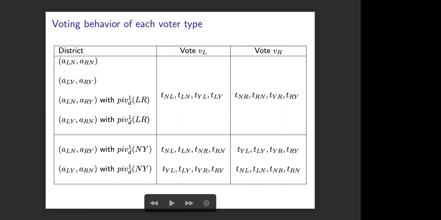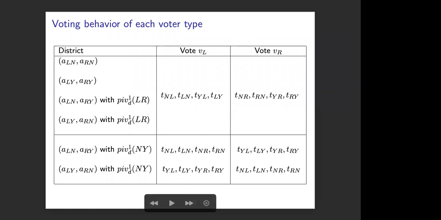There's no voter type who always votes left or always votes right. Who you're going to vote for depends on what scenario you're in, specifically what everyone else in every other district is doing. And so everybody is a potential swing voter. There are no safe voters for a candidate. Secondly, you see that preference intensity doesn't matter.